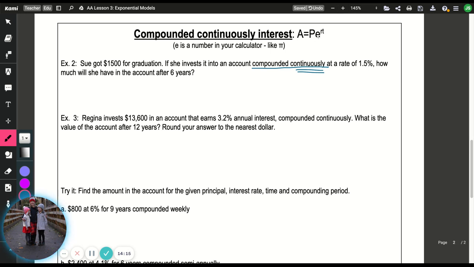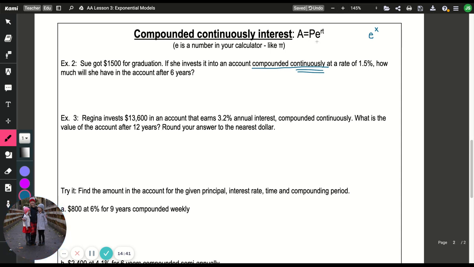E is a button in your calculator. It is a number. So you need to find the E button. It might look like E with a little X or some kind of exponent. If you can find the word log in your computer or in your calculator, sometimes it's by that. You might have to use a shift to get to it. Look around somewhere on the left, probably.